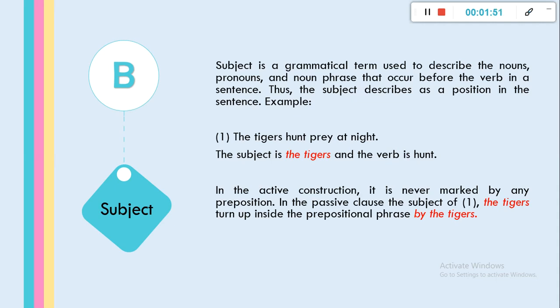Example, the tigers hunt prey at night. The subject is the tigers, and the verb is hunt. In the active construction, it is never marked by any preposition. In the passive clause, the subject of the first, the tigers, turned up inside the prepositional phrase by the tigers.